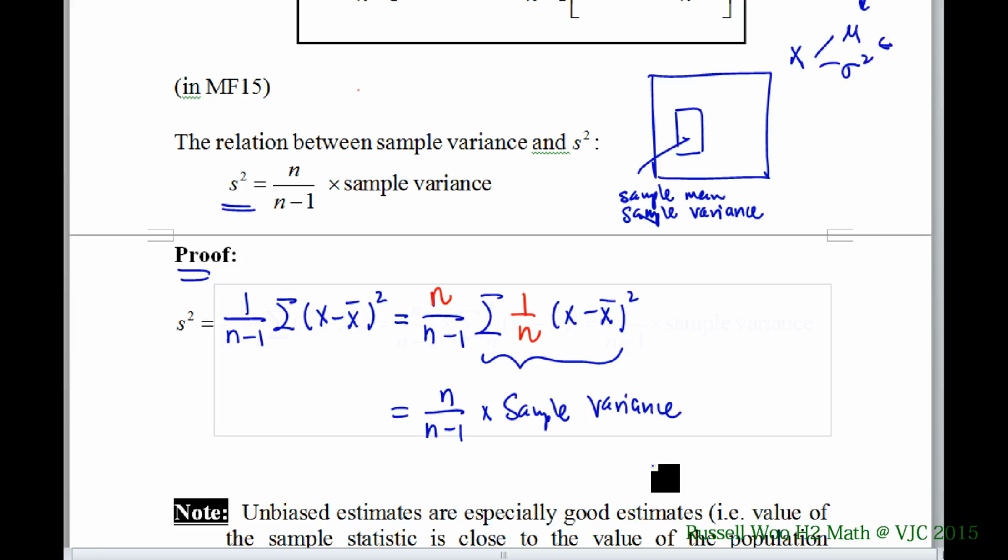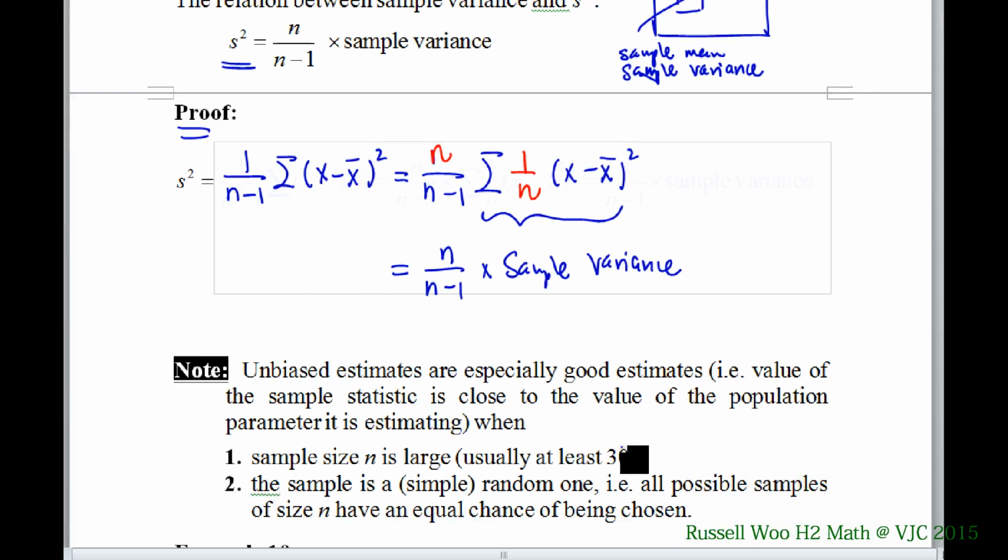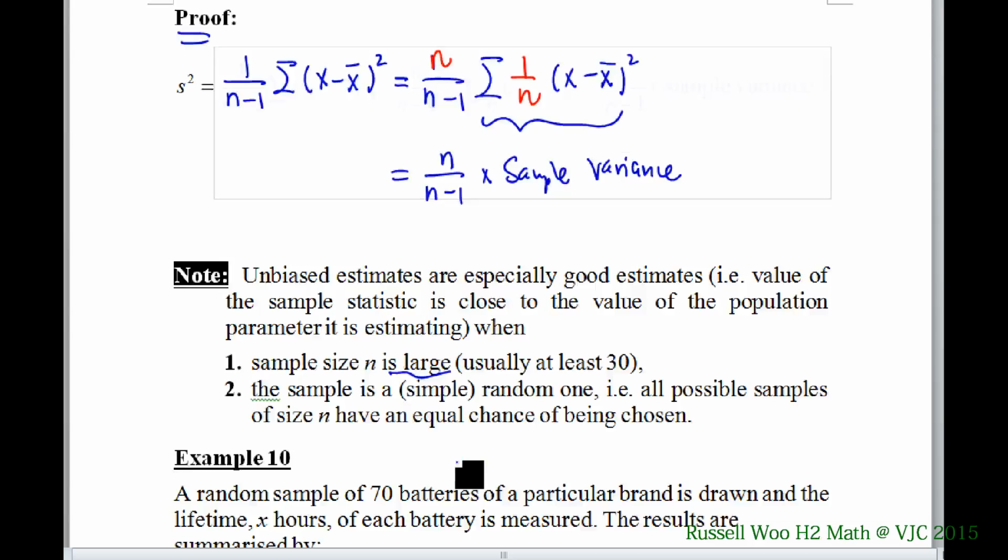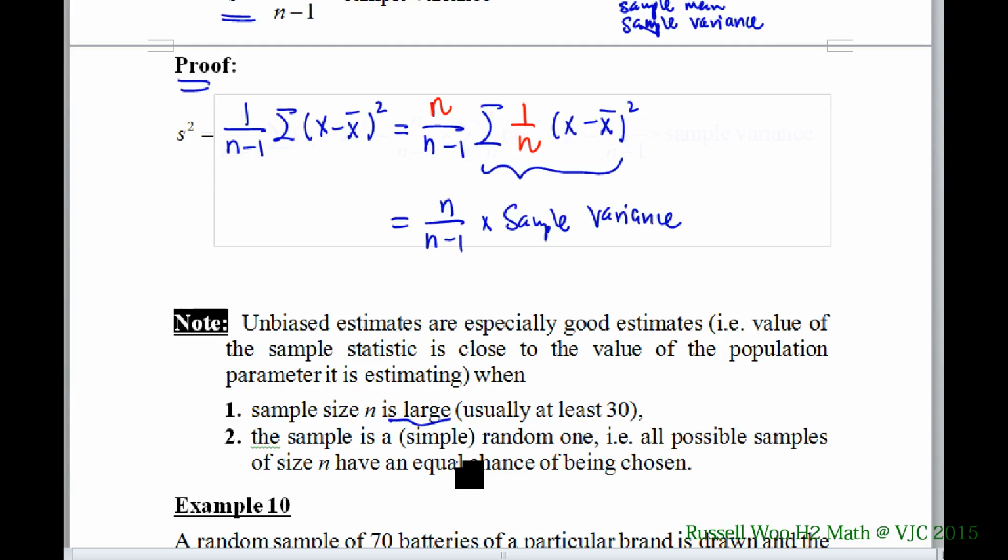Okay, last 2 points before we end. In order for S squared to be a very good estimate for the population variance, your n usually needs to be large enough. Quite obvious, for obvious reasons. You take more samples, of course, you get a good estimate. Okay? Yeah, that's it. We can continue next Tuesday. Thank you.